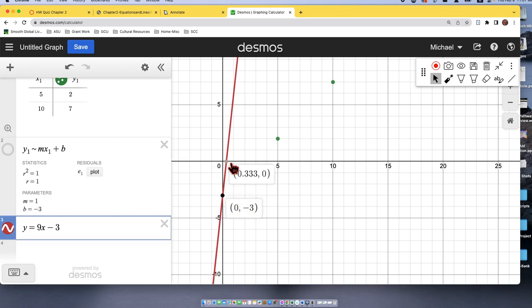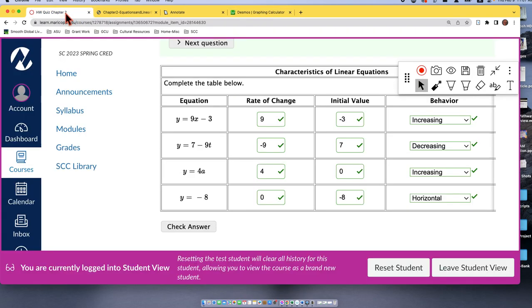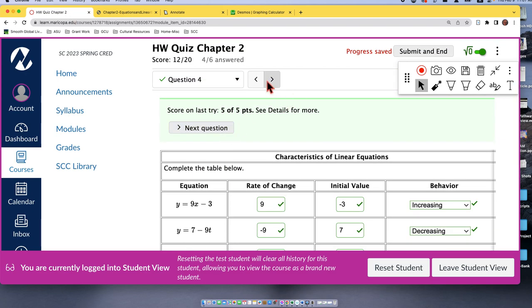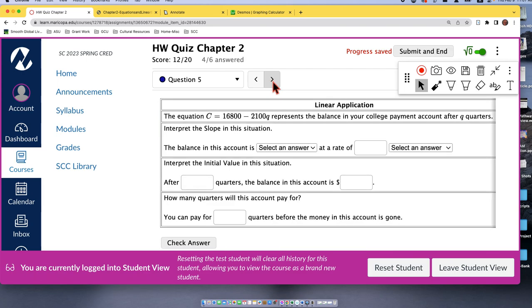So Desmos does that, gives you the x-intercept. Oh, it's a pretty steep line. It's got a slope of 9. It's increasing, though. So you can always, and take the time you need so that you can actually start visualizing them, and maybe even graphing them. Got two more, and then we're clear to go.